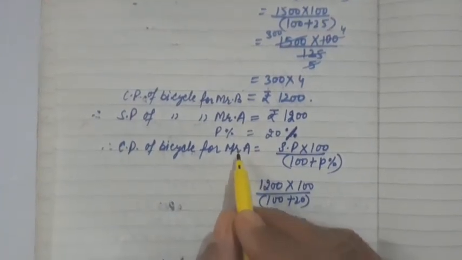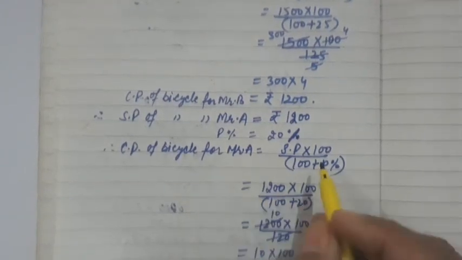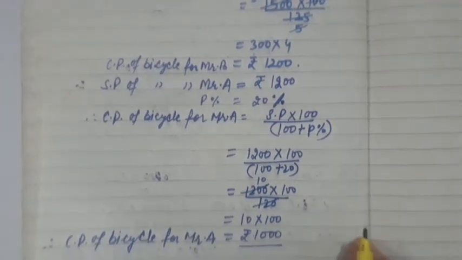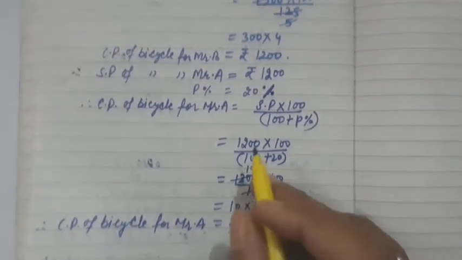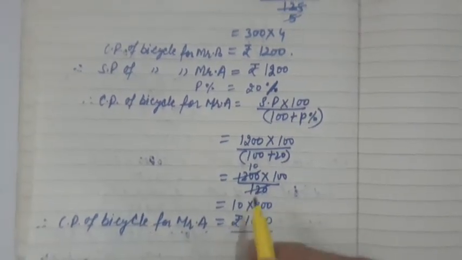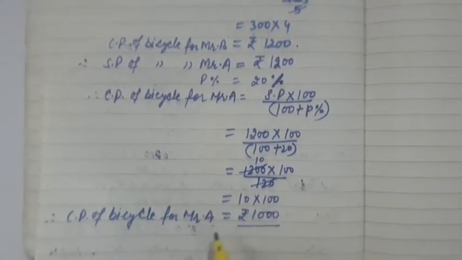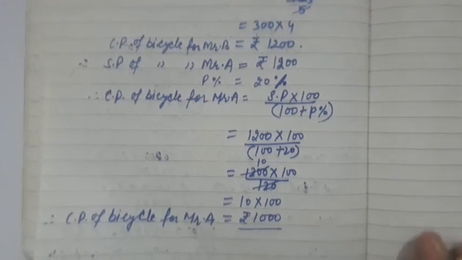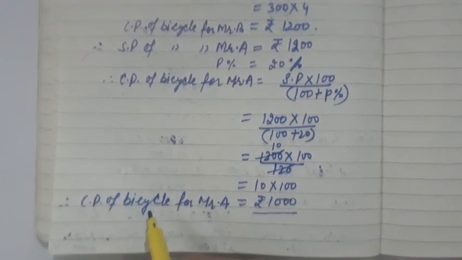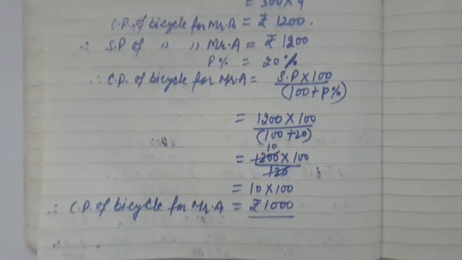Therefore, we have to find the CP of the bicycle for Mr. A. So the CP of the bicycle for Mr. A is equal to SP into 100 upon 100 plus profit percent, and it is equal to 1200 into 100 upon 100 plus 20, which is equal to 1200 into 100 upon 120, and it is equal to 10 into 100, which is equal to rupees 1000. Therefore, the CP of the bicycle for Mr. A is equal to rupees 1000.